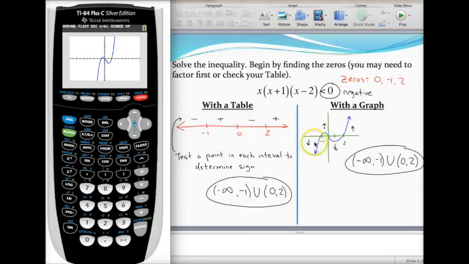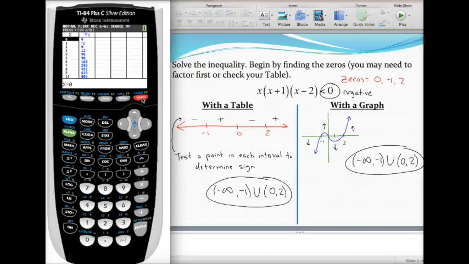So from negative infinity to negative 1 is one of my intervals. Notice I included parentheses because I didn't want to be equal to 0. At negative 1, the graph is 0, so I have parentheses because I don't want to be equal to it. In addition to that, that's what the U is for, union. Between 0 and 2, the graph was also below the x-axis. So there's a way to use your graph, but there's a way to use your table as well. So let's go ahead and switch over and take a look at the table.